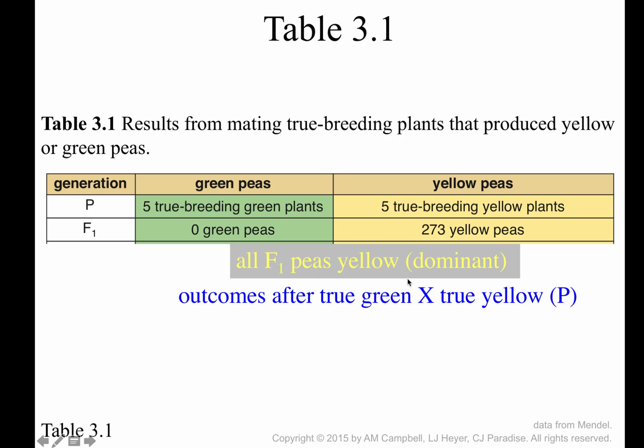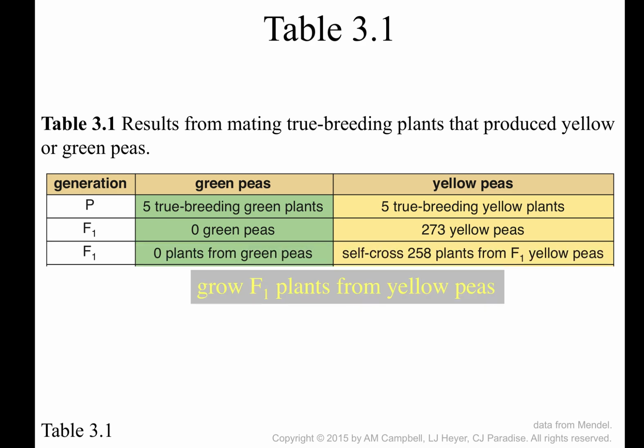And he called that trait dominant because if there are 2 traits here, a yellow trait and a green trait, and when those 2 traits are mixed in a breeding and all the peas come out yellow, yellow is considered dominant over green, and green is considered recessive. So here are some data that said that when he did this, he got 273 yellow peas and no green peas in the F1 generation. Okay.